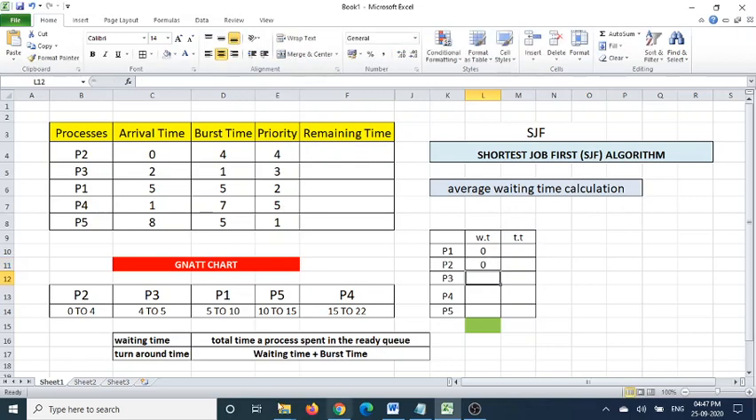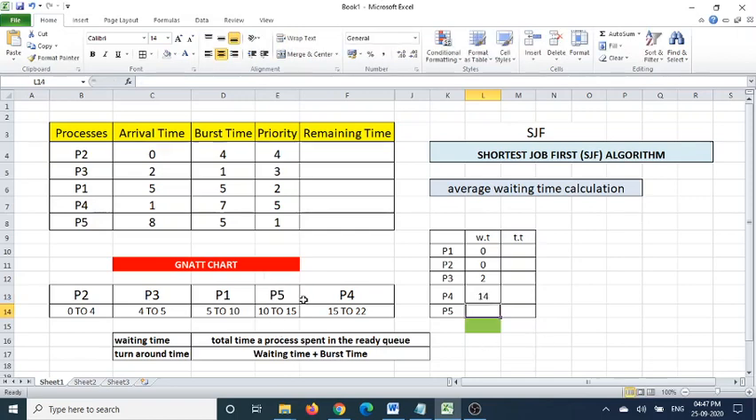Okay. P3, when it got the CPU, time is 4 at that time. Okay, at 4th time unit it got the CPU. P3's arrival time is 2. So how long it was waiting in the ready queue? 4 minus 2, 2. P4's arrival time is 1, but P4 got the CPU at 15. 15 minus 1 is 14 is the waiting time.